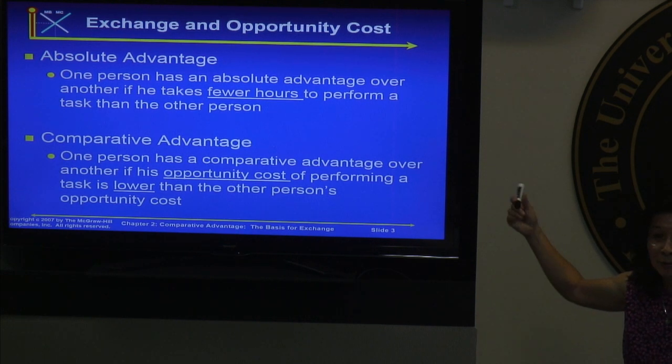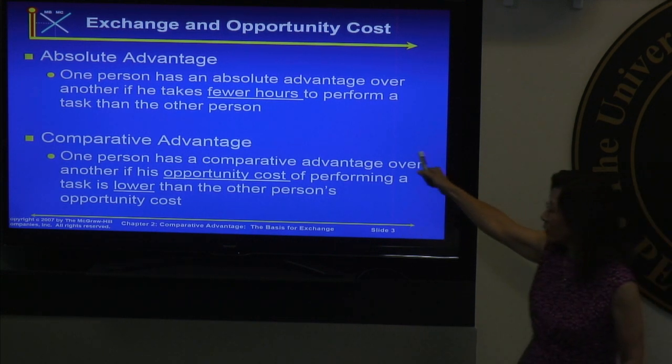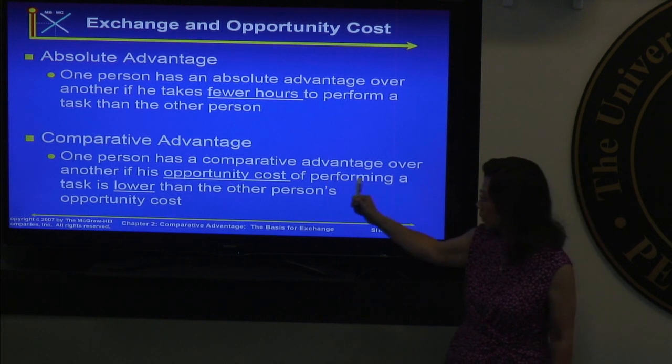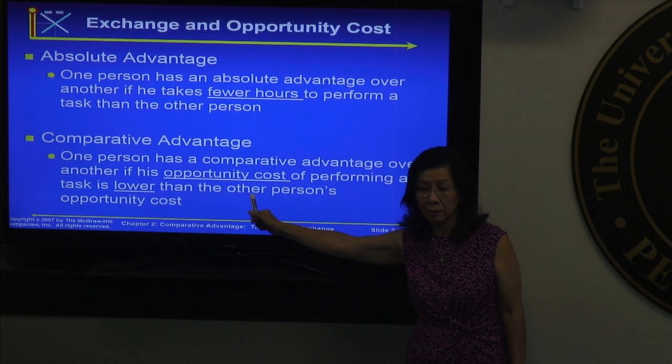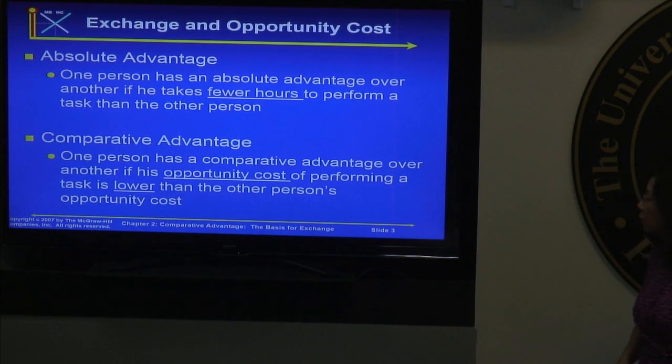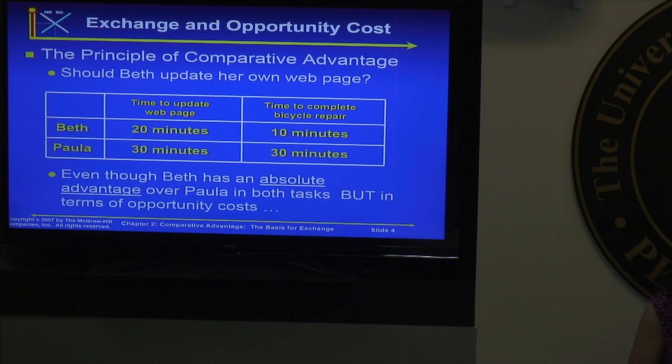So he has an absolute advantage there, right? So let's look at comparative advantage. One person has a comparative advantage over another if his opportunity cost of performing a task is lower than the other person's opportunity cost. That's a keyword right there, underlined. Okay, we're going to look at an example. Refer to your book, and there's a mistake in your book, I'm going to correct it very quickly.